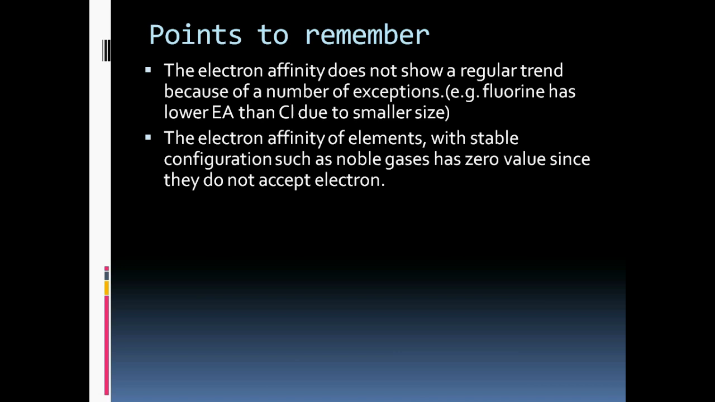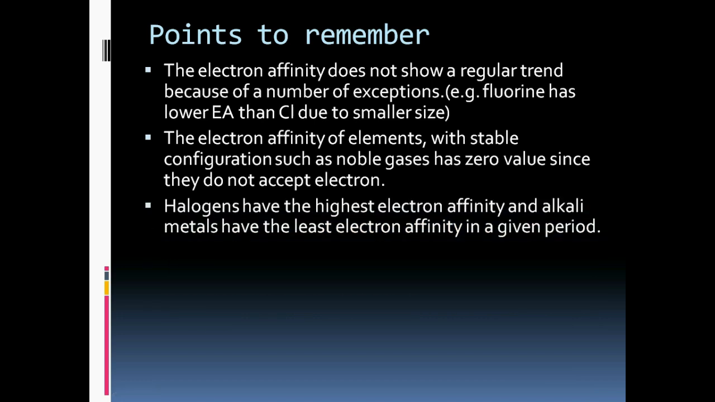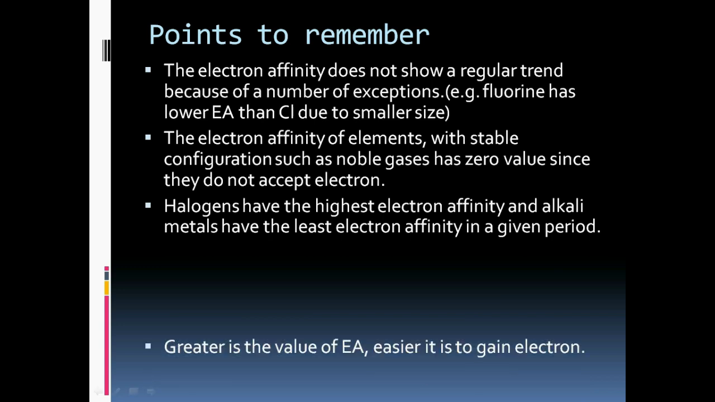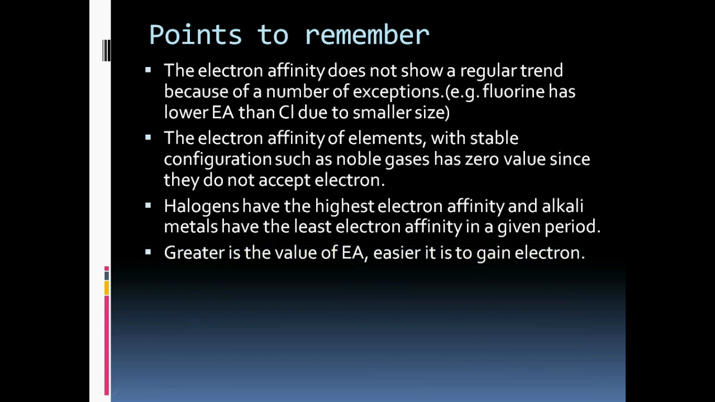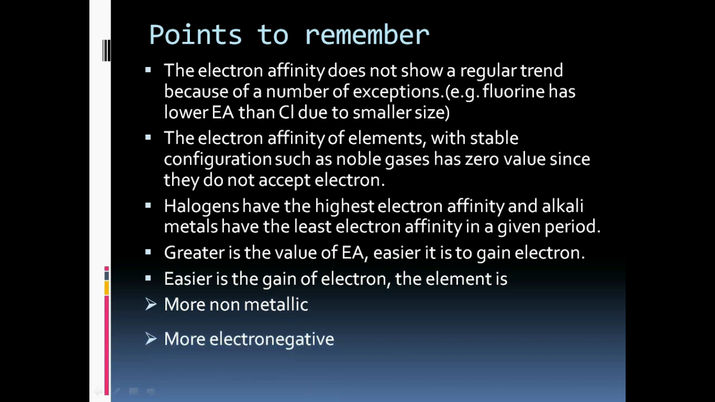For example, noble gases. In a given period, halogens have highest electron affinity, whereas alkali metals have lowest. Greater is the value of electron affinity, easier it is to gain electron. Easier is the gain of electron, the element is more non-metallic, more electronegative, more oxidizing.